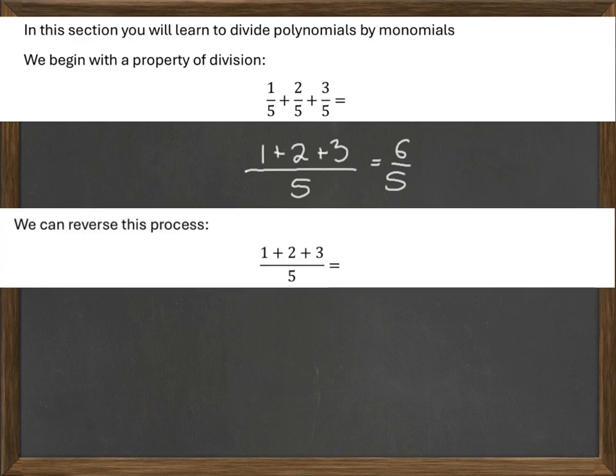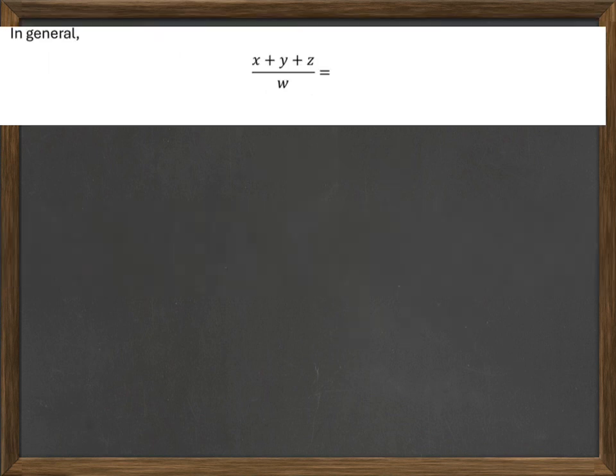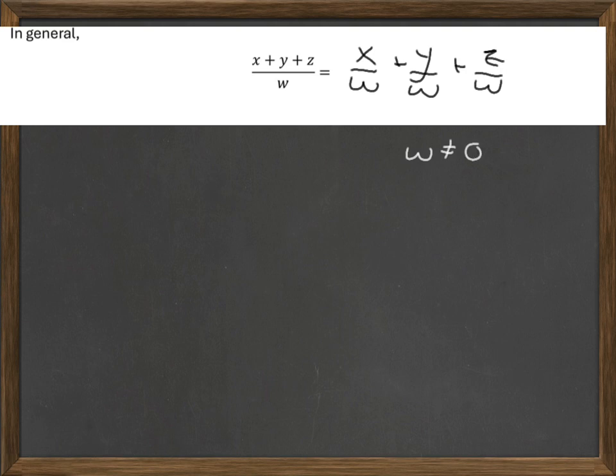We could reverse this process, and if we have something like 1 plus 2 plus 3 over 5, we could rewrite it as 1/5 plus 2/5 plus 3/5. Okay? So this process, again, is reversible. We can then generalize this process, so if we have x plus y plus z all over w, we can always rewrite this as x over w plus y over w plus z over w, where the variables can assume any value, except for, remember, we are not allowed to divide by 0. Okay, so we're going to use this general property of division to divide a polynomial by a monomial.